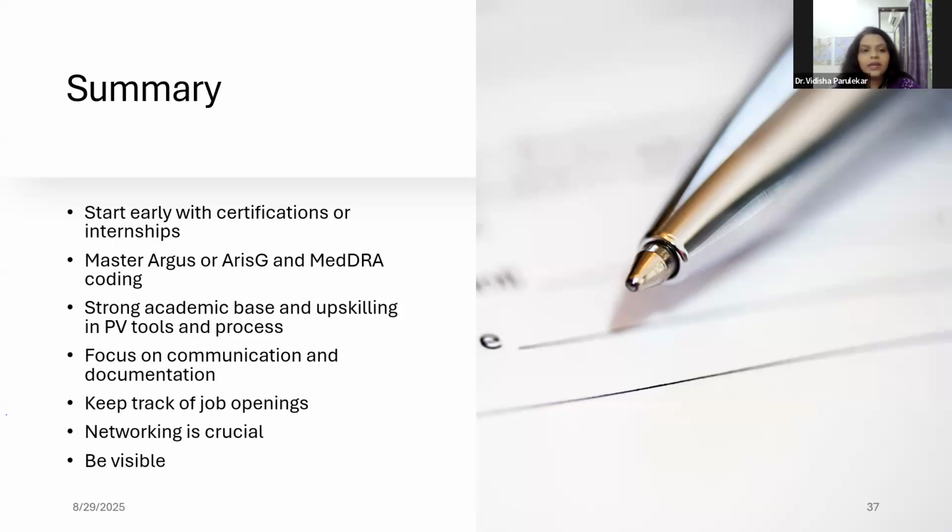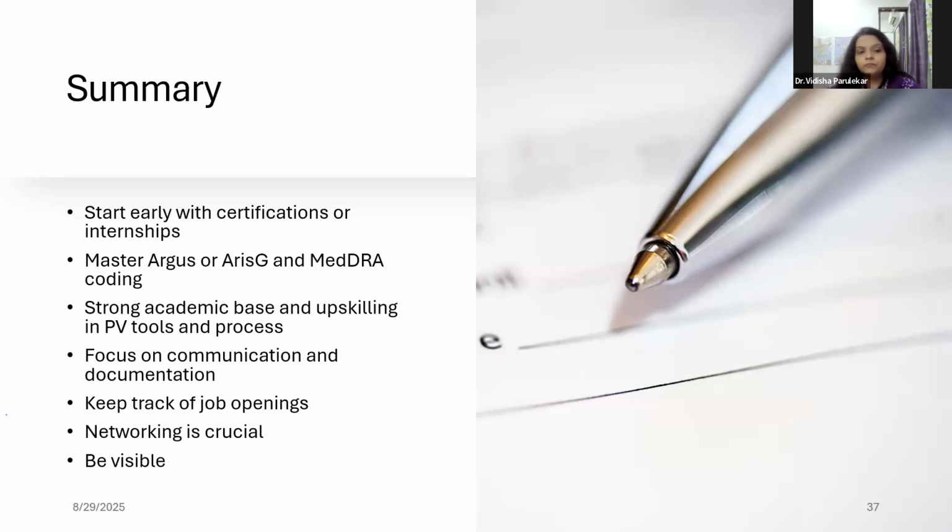Then actively keep track of job openings. Be very proactive on that. Networking is very crucial. Try to talk to more people, your peers and your seniors. Even if a job post has come to you, check whoever is working in that company. How is the experience? How is the person feeling with respect to the work-life balance, etc.? All the practical aspects of it.